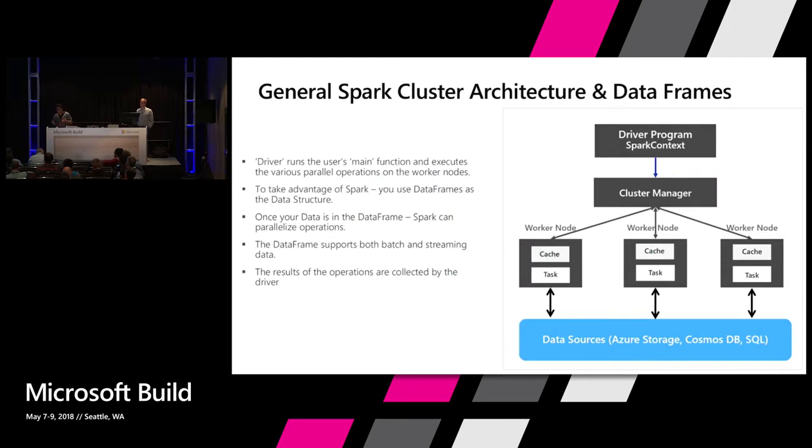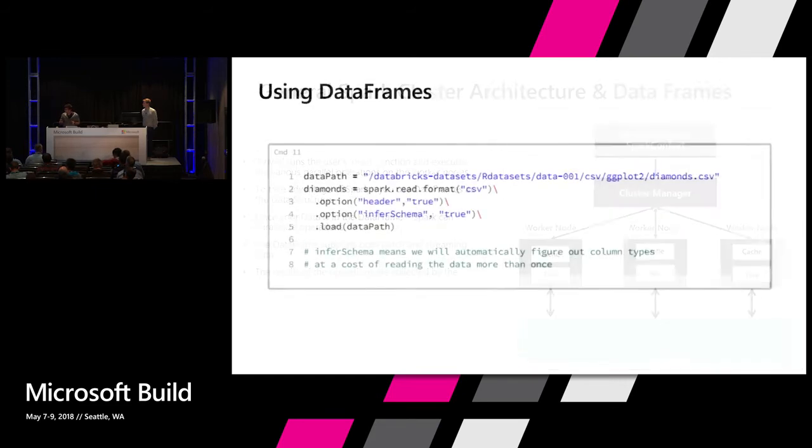A data frame is conceptually a table. Whenever you're reading data into Spark, you can read it from CSV files, you can read it from SQL, you can read it from Cosmos DB, you can read it from many different formats. But you put data in a data frame, and once you put data in a data frame, Spark knows how to parallelize the operations on that data. And if that seems too much, look at how simple it is to put things in a data frame. I have a CSV file here, a few lines of code. I'm loading that into a data frame.